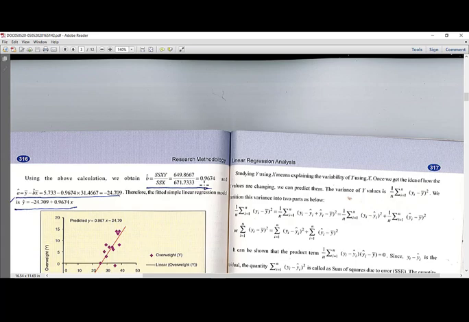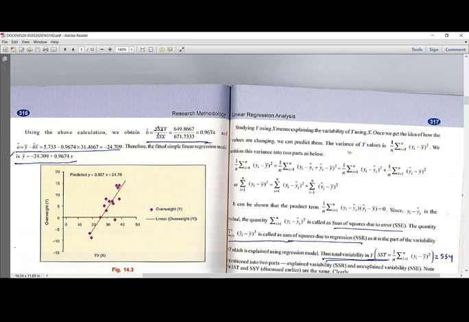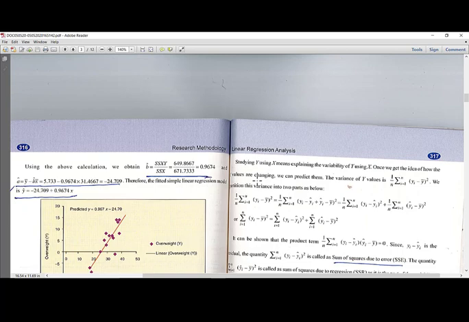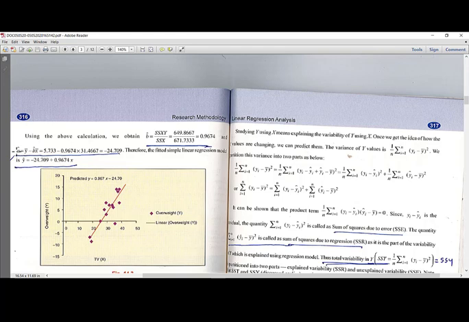Now using this calculation, we have this estimate of b, SSXY by SSX. If you want to have a relook, you can see here that the estimate of b is SSXY by SSX. And by substituting those values, we are getting b cap as 0.9674 and a cap as y bar minus b cap x bar, and that is 5.733 minus 0.9674 multiplied by 31.4667, that is minus 24.709.